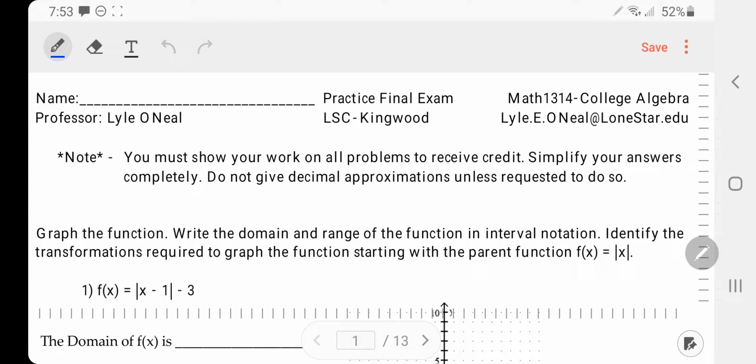Let's get started. For question number 1, it wants us to graph the function, write the domain and range in interval notation, and identify the transformations required to graph the function. All right, so here we go.